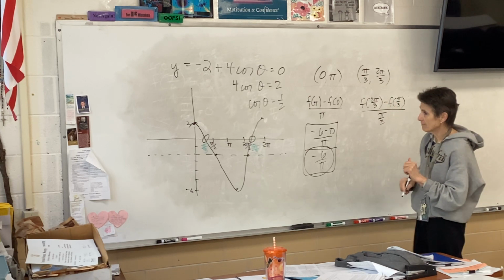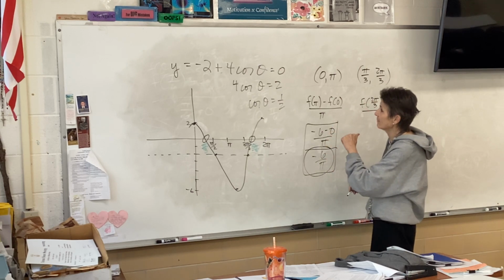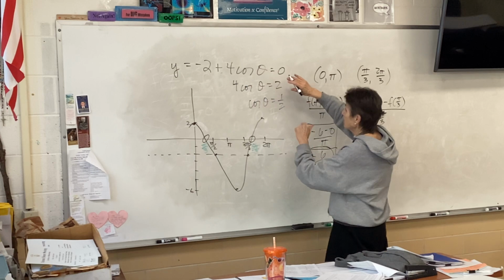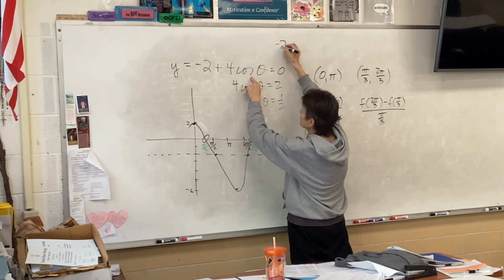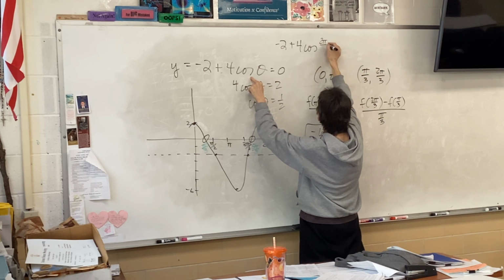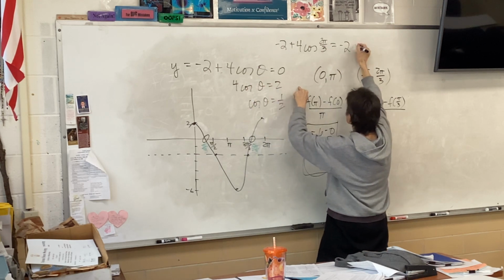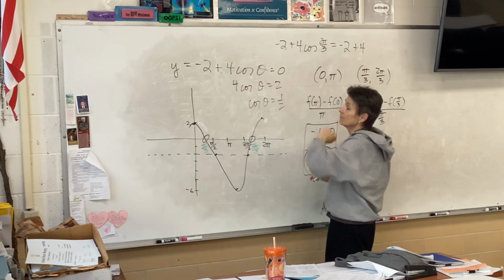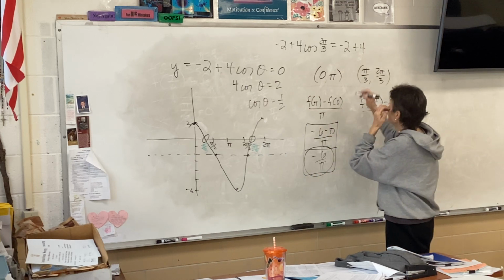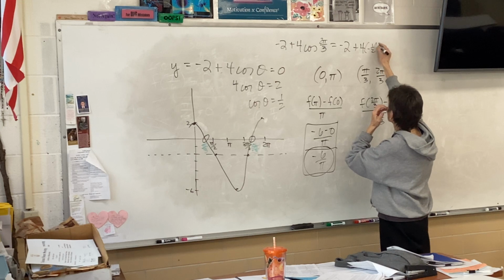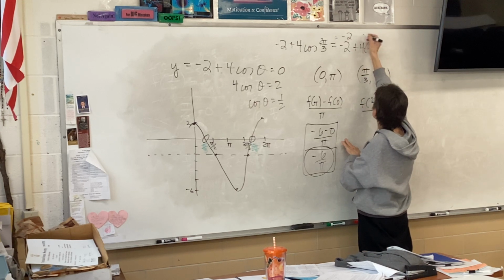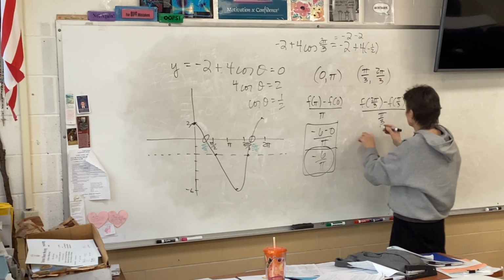All right, so what's f of 2 pi over 3? Whoops, I don't have it figured out, so I'm going to have to figure it out. So I'm going to plug in 2 pi over 3. So -2 plus 4 cosine 2 pi over 3. All right, what is the cosine of 2 pi over 3? -1/2. So that is going to be -2 minus 2, -4.